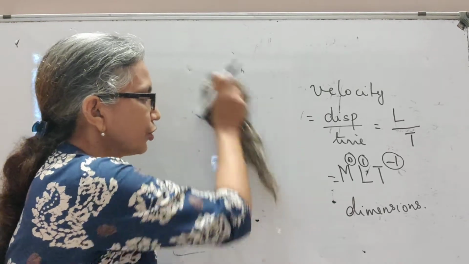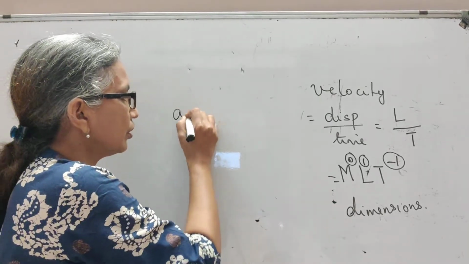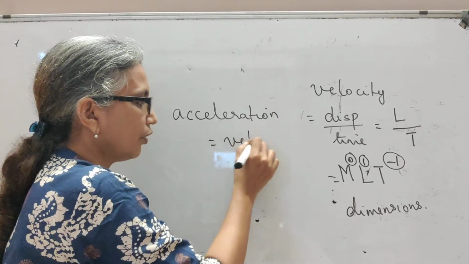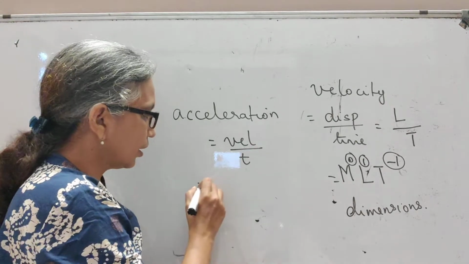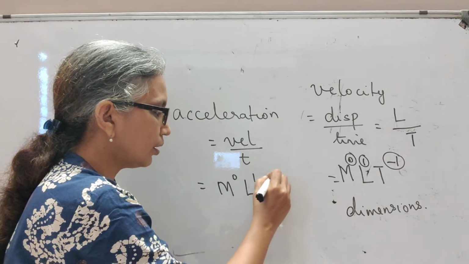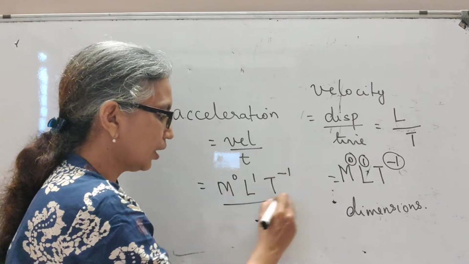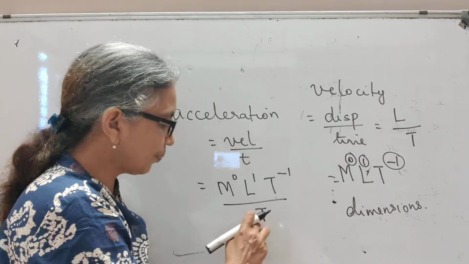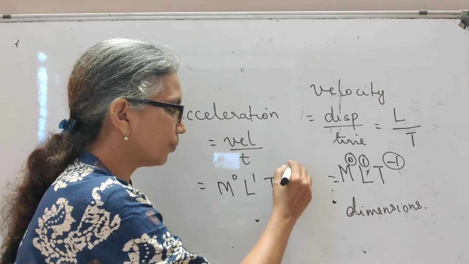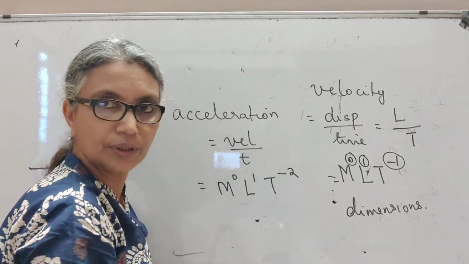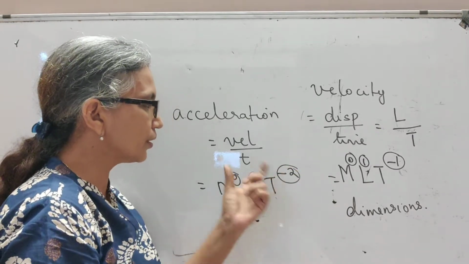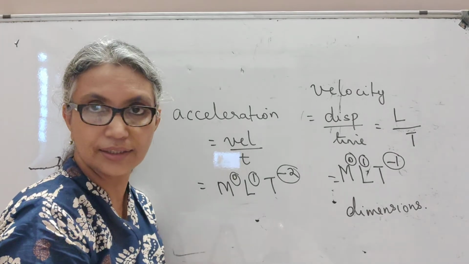Let me give you one more example. Let us take acceleration. Now acceleration, as you know, is velocity by time. The dimensions of velocity, we know, are M0, L1, T raised to minus 1, divided by T. If I bring this T on top, there is one more minus 1. So this will now be raised to minus 2, because I brought this T on top. So the powers 0, 1 and minus 2 represent the dimensions of the physical quantity acceleration.